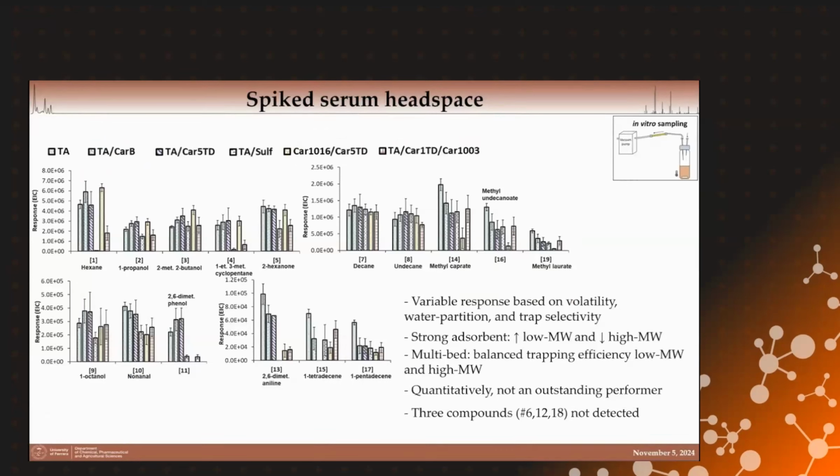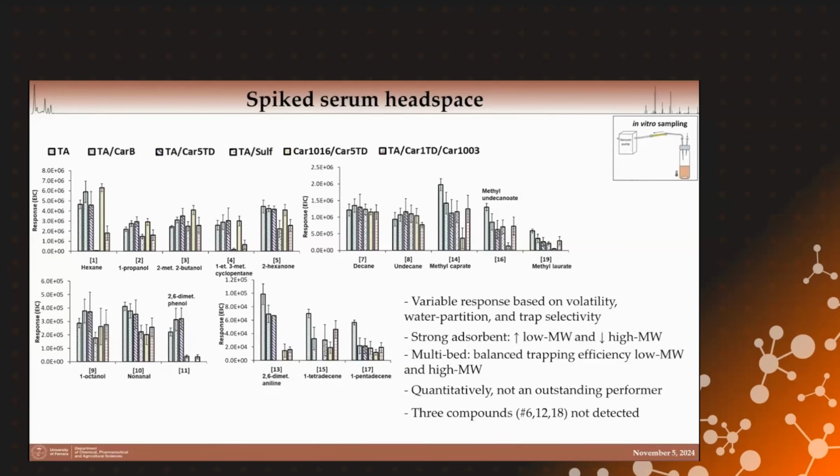This bar plot shows the response obtained with the different tube types, and I know it's a lot, but I will summarize for you the most significant observations. First, you can see that there is a variable response between the different standards, regardless of the tube types used for the extraction, and this variability is not only due to the different initial compound concentration in solution, which was from 0.7 to 1.5 ppm, but it's importantly related to their availability in the headspace and the trapping efficiency of the tube type itself.